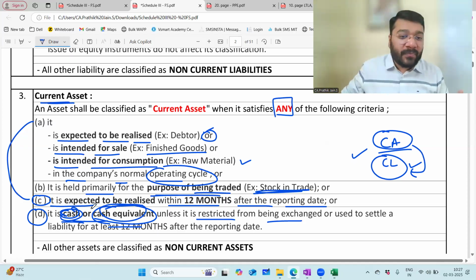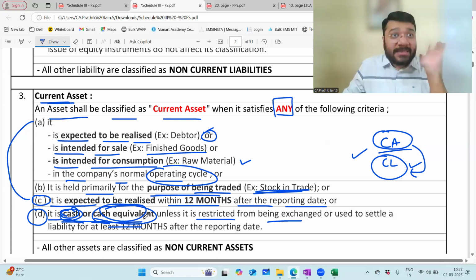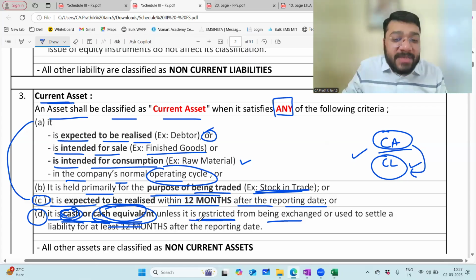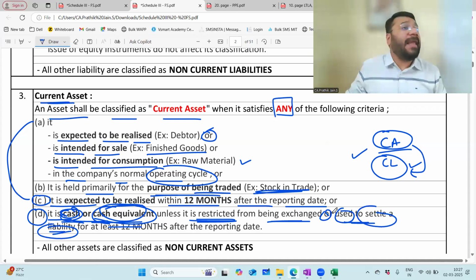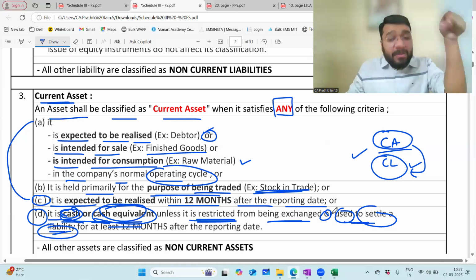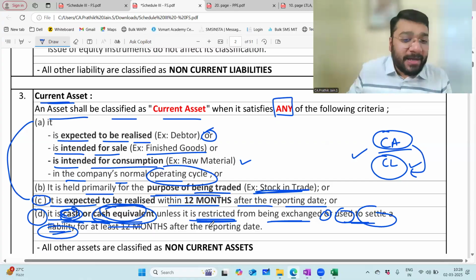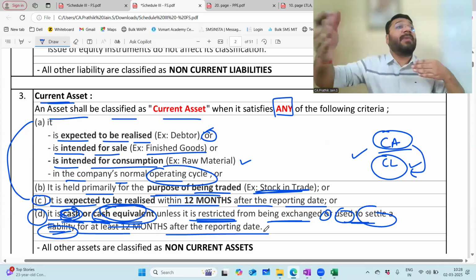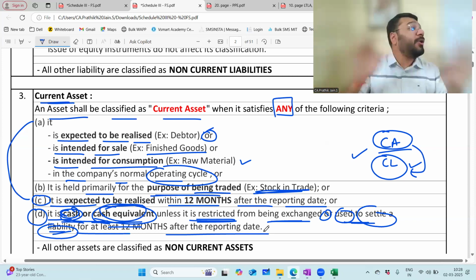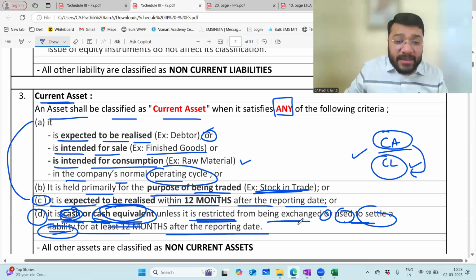Am I loud and clear? So an asset shall be classified as a current asset if it is cash or equivalent to cash, unless, what does that mean? It will not be a current asset if it is restricted from being exchanged or used to settle a liability. If there is a restriction on it and I cannot use that money for settling the liability, then that cash equivalent, though it is otherwise a current asset, I will not call a current asset because of that restriction. And the restriction should be for at least 12 months after the reporting date. It is restricted from being used to settle a liability for at least 12 months after the reporting date.